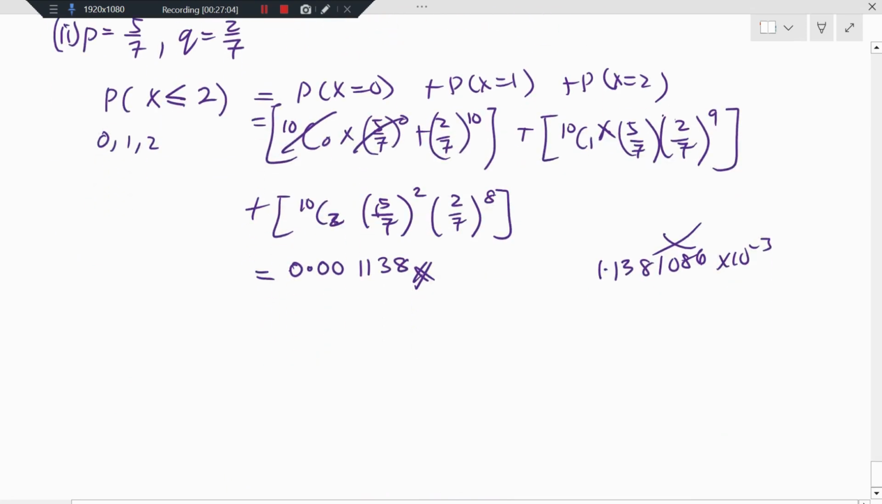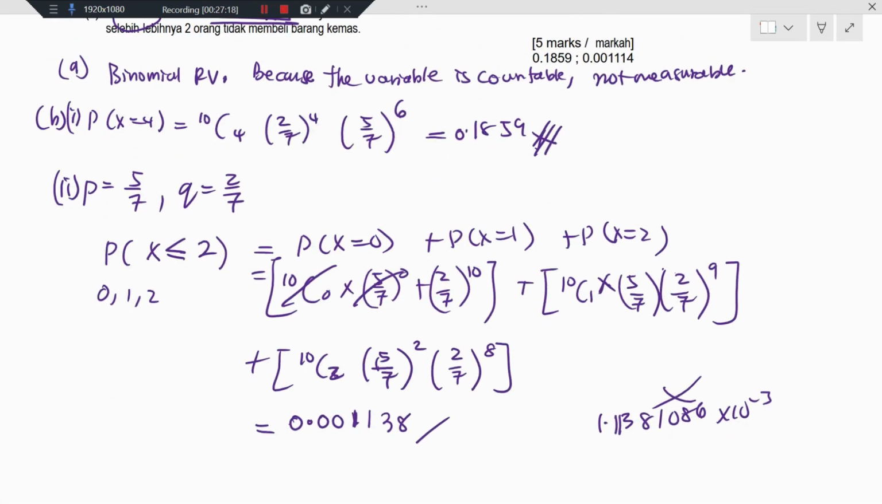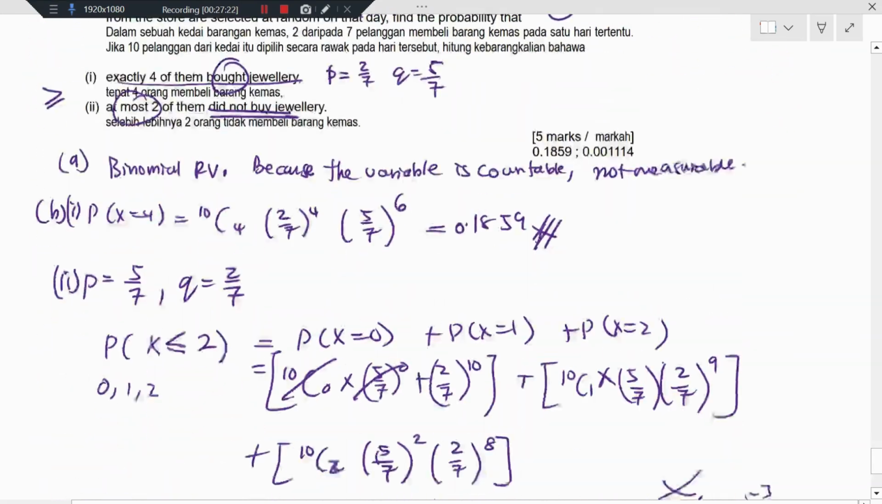1114. Do I get 111? Yeah, sorry, 1.11. So 1138 is the best answer, not 4. Okay, this should be the best answer, right? And number 9.